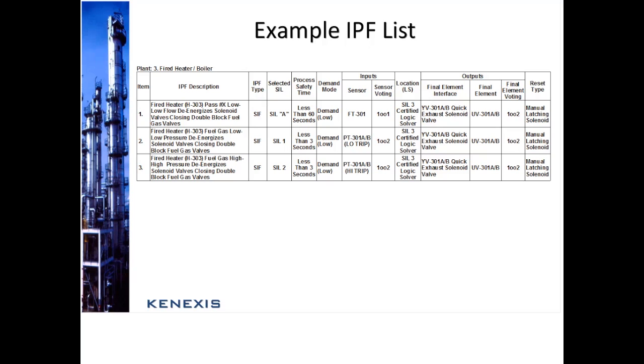On the outputs, we define the final element interface, which is the solenoid valve that is working with the actual fuel gas valve. Here they're defined as quick exhaust solenoid valves. The final elements are defined as two valves, UV 301A and B, and the final element voting. We also have the reset type, which says it's a manually latching solenoid. So if those valves go closed and we get permission back from the SIS, the reset only takes place when the operator walks out to the field and pulls the lever on the solenoid and latches it back into place.